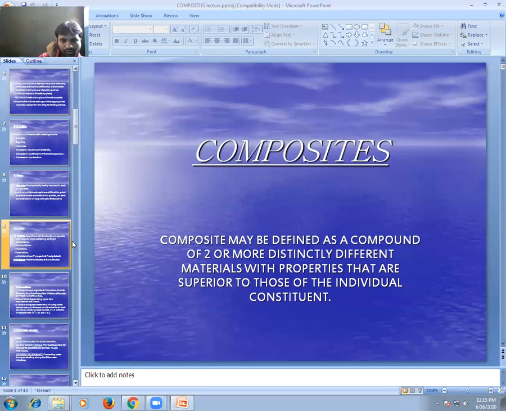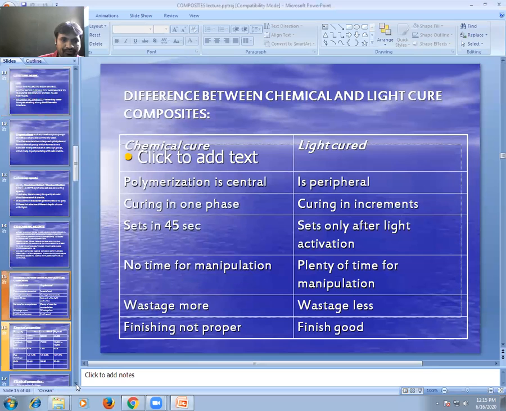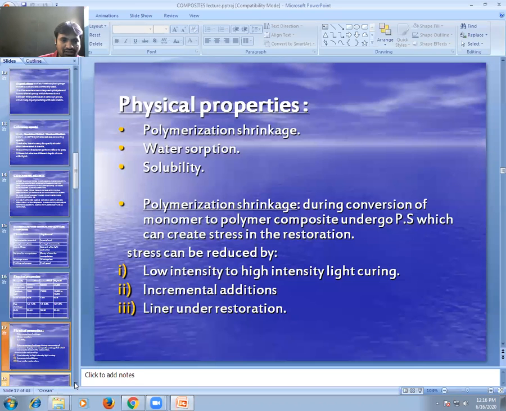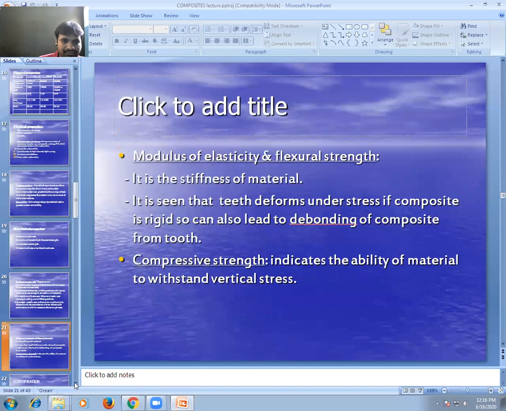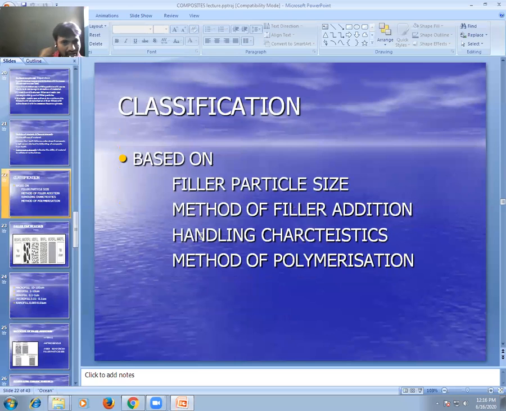Composition, properties, mechanical and physical properties. So we have started the classification of composite. Right? Classification, we have completed the classification of composite based on the filler particle size.